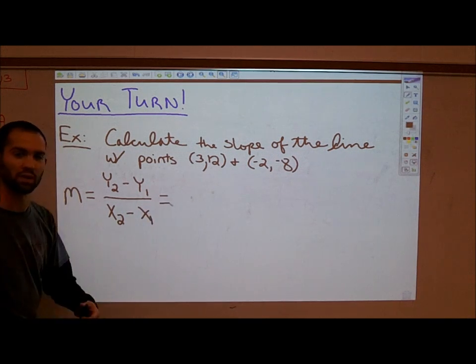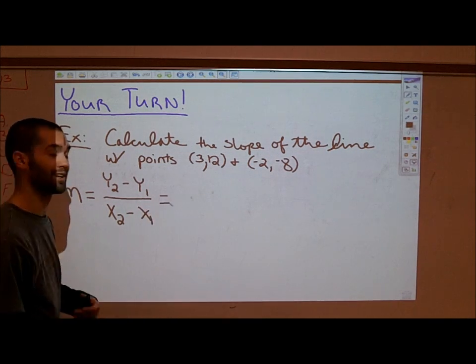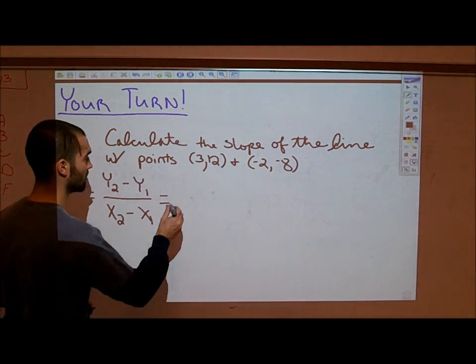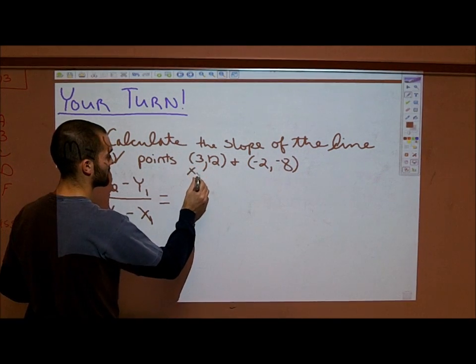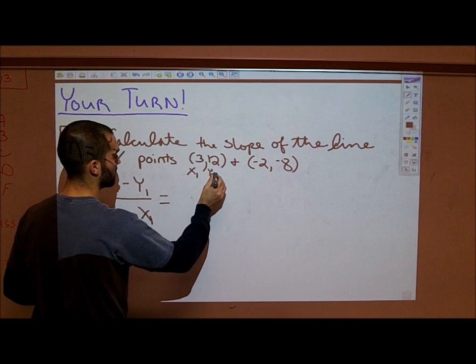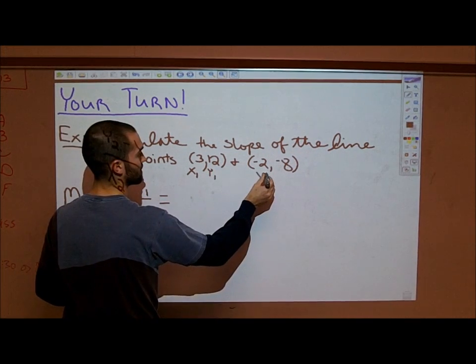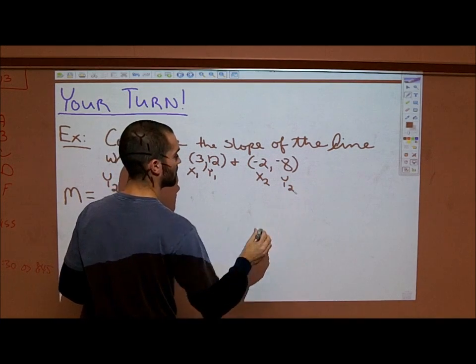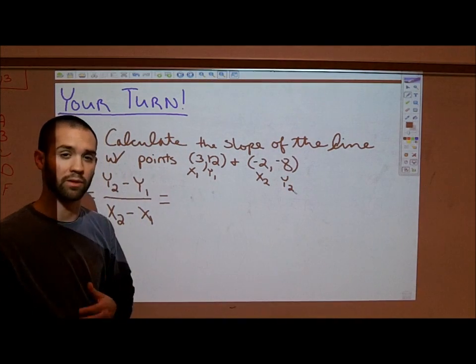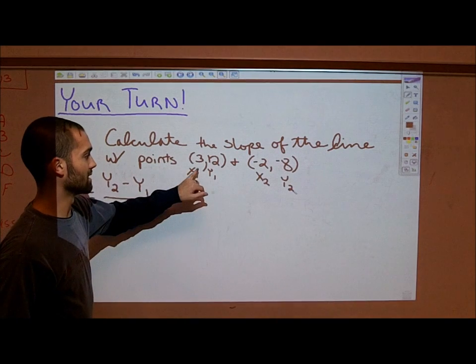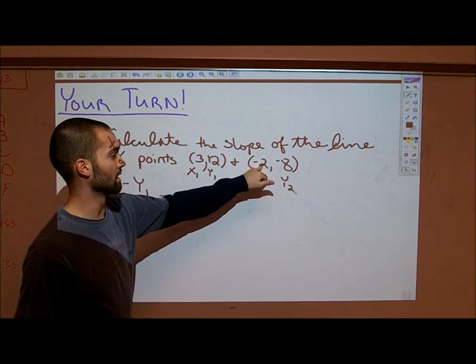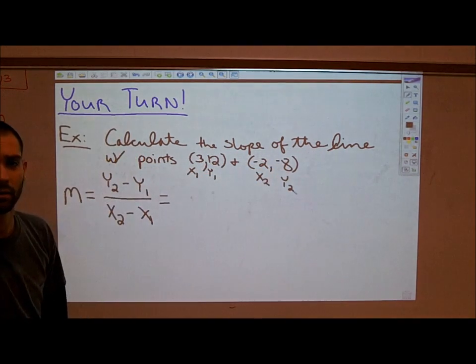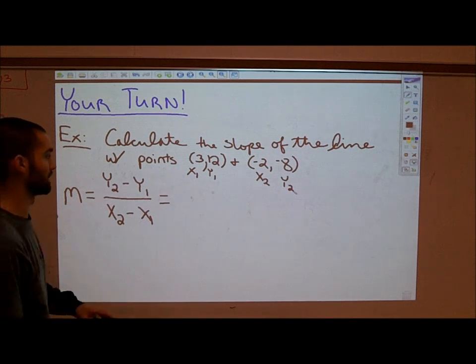Well, now that we have our equation, we need to decide who's x1, who's x2. So again, just go from left to right. This guy right here is x1. This guy right here is y1. He's going to be x2, y2. Okay? And again, the reason for this is because x coordinate, y coordinate, x coordinate, y coordinate.